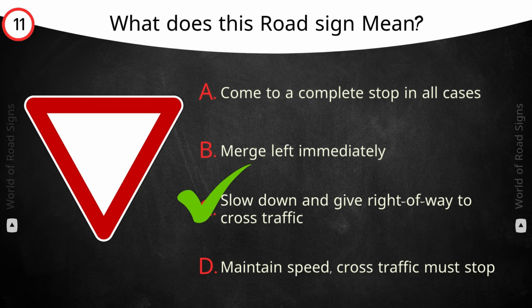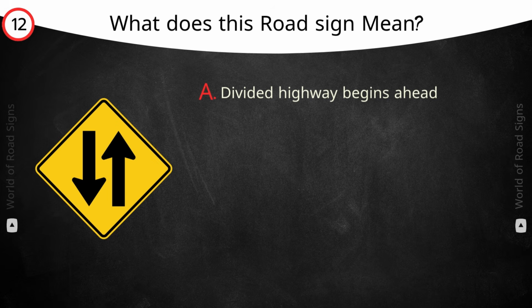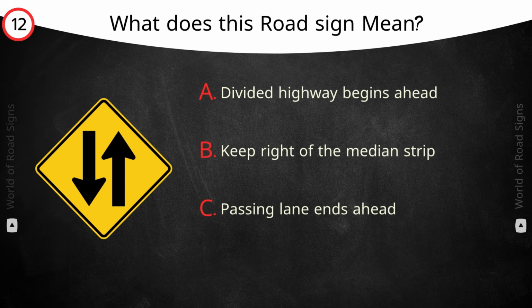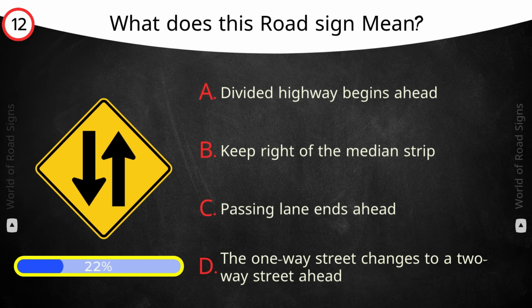Option C is correct. Slow down and give right-of-way to cross traffic. Question 12. This sign means A. Divided highway begins ahead. B. Keep right of the median strip. C. Passing lane ends ahead. D. The one-way street changes to a two-way street ahead.